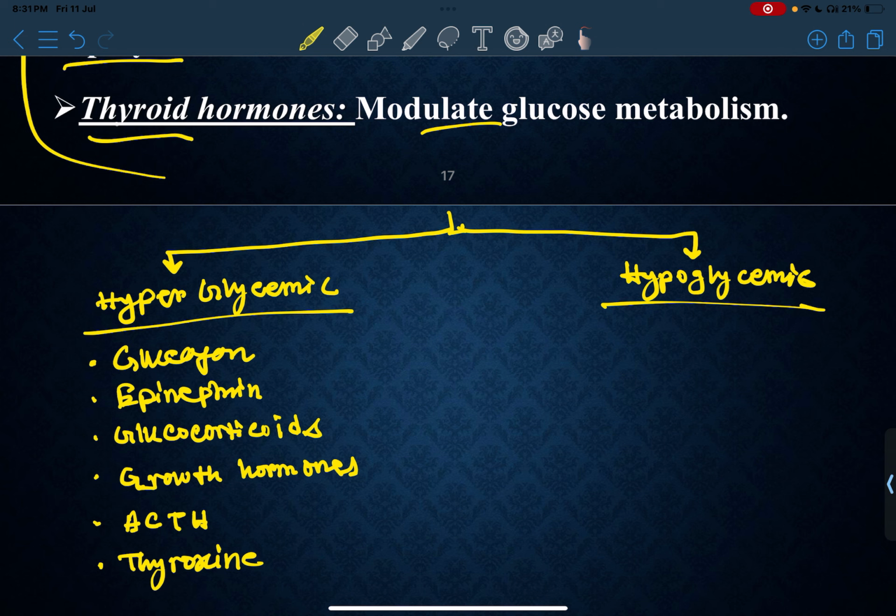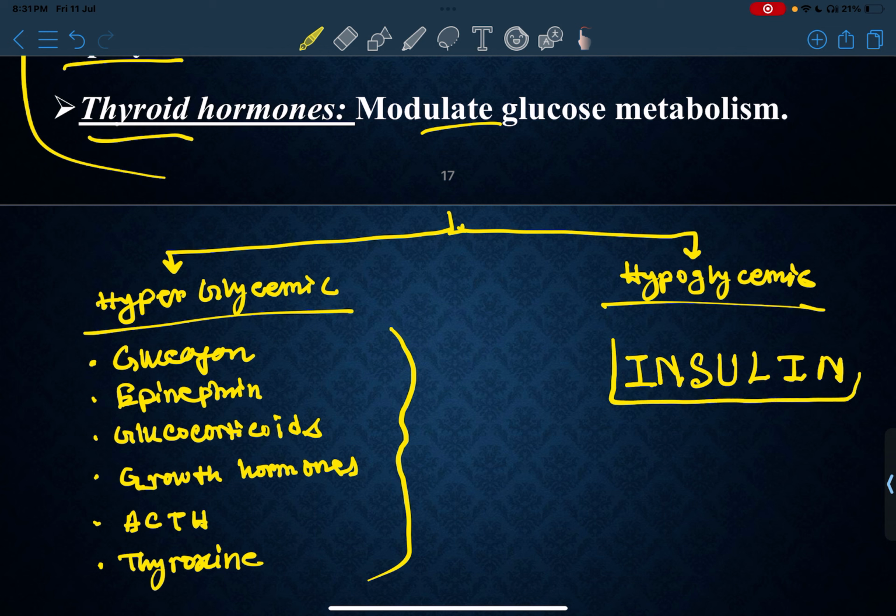blood glucose level? You can hardly remember one name, the huge hormone, the huge monster which is fighting against all these hyperglycemic hormones. That is insulin. This is the only one hormone fighting against all these hormones and decreasing the blood glucose level. Can you think of the power of this insulin hormone and the importance of this insulin hormone in our body?